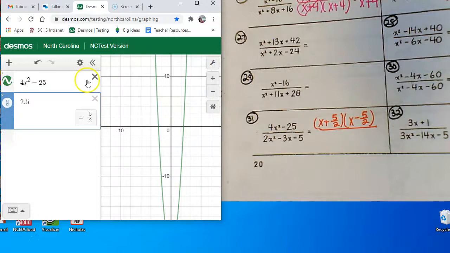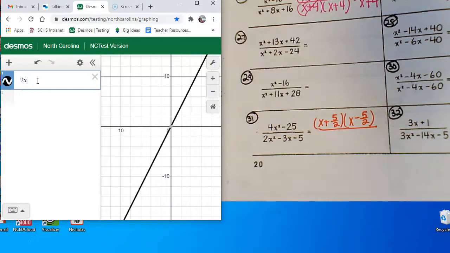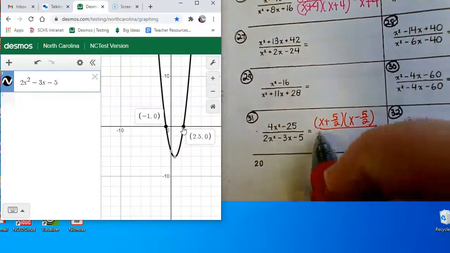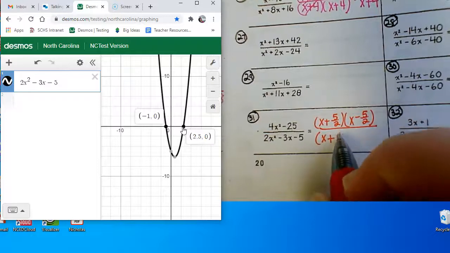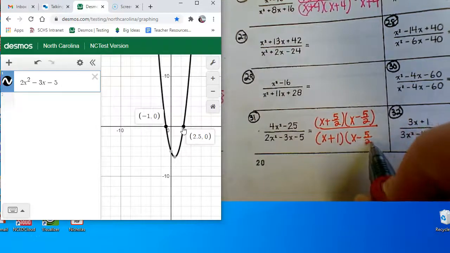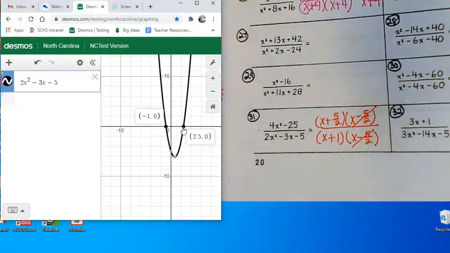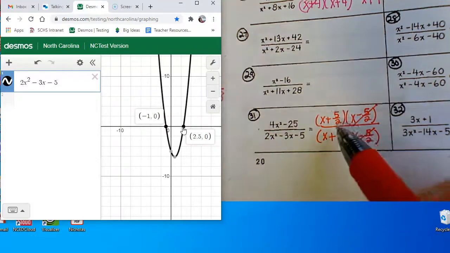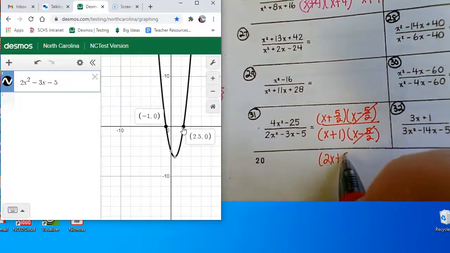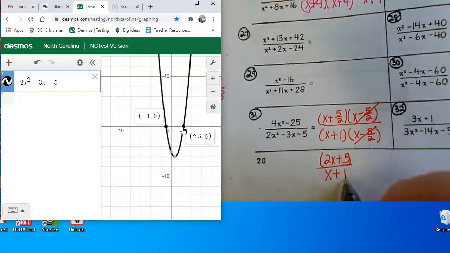Then let's go ahead and do the 2x squared minus 3x minus 5. Since I got that 5 over 2 on top, I'm going to guess there's going to be a 5 over 2 on the bottom, and there is. So the minus 1 is going to be an x plus 1, and the 2.5 there is going to be x minus 2.5, or 5 halves. I can go ahead and get rid of those, and see, I really didn't have to change it right away to know what to get rid of. But for my final answer, I do need to change this one. The 2 comes in front of the x, so that would be 2x plus 5 over x plus 1.